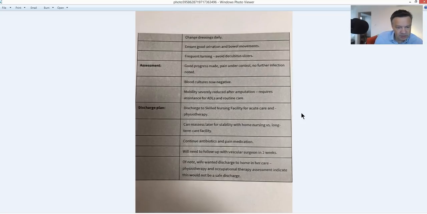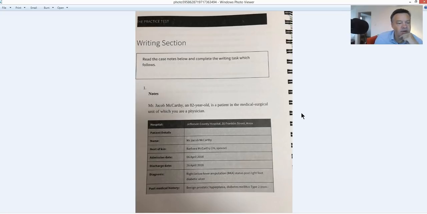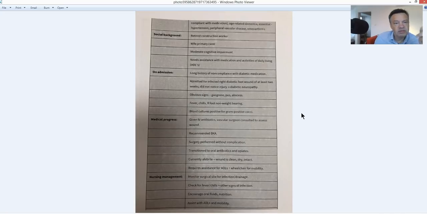So let's see what we have to do first. Discharge to skilled nursing facility. Okay. Doesn't really tell me what the task is, but I assume it's a discharge. So let's have a look. Mr Jacob McCarthy, 82. Right below knee amputation, diabetes, dementia. Oh dear, that doesn't sound good. Vascular disease, osteoarthritis. Oh, not a well man, it seems.